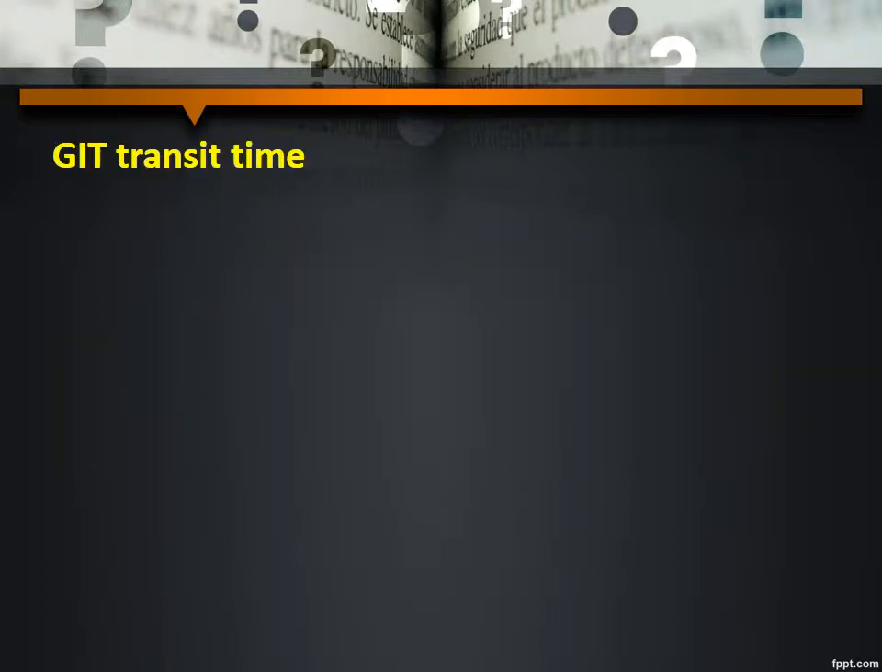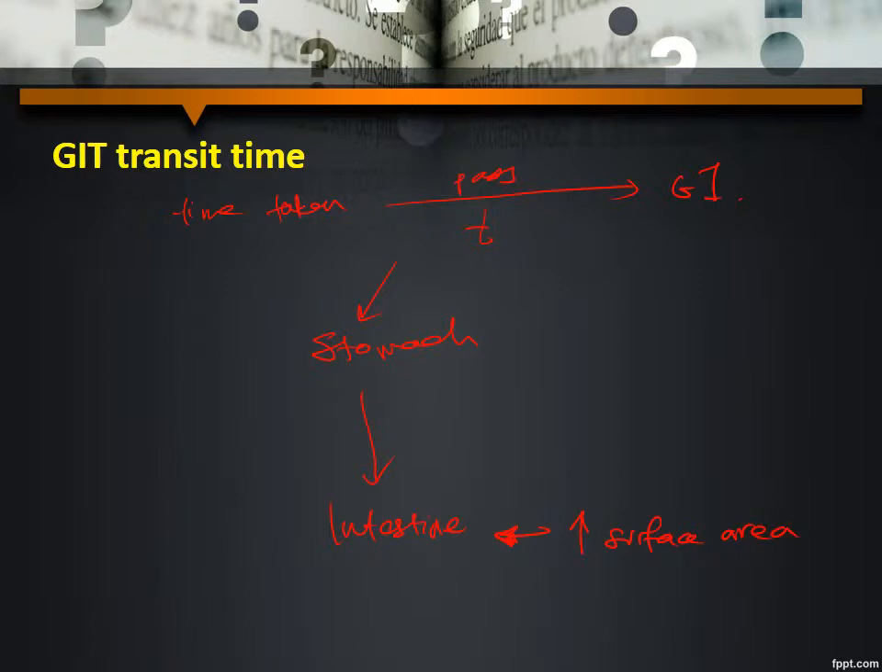So talking about GI transit time, it is related to the time taken by the drug to pass through the gastrointestinal tract. It is divided into two processes, which is the stomach and intestine. Alright, and if you are aware that the intestine has a higher surface area than the stomach, so the absorption mainly happens in the intestine.